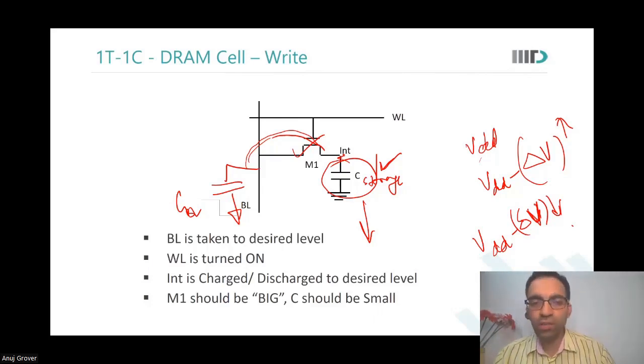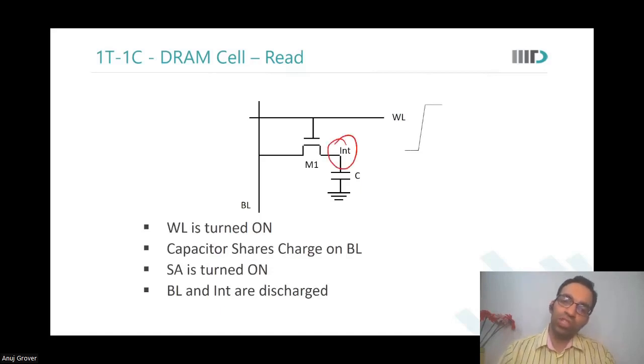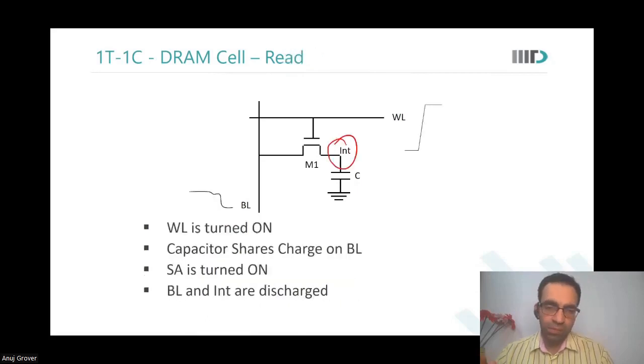But there is an opposing constraint also. That opposing constraint is that the M1 should also be large. But before we come to that, let us first look at how the read operation happens. To do the read operation, the word line would turn on and this capacitor would share charge onto the bit line. And then the sense amplifier turns on and both INT and bit line are discharged. Are you able to see this? So where would the bit line pre-charge be over here?